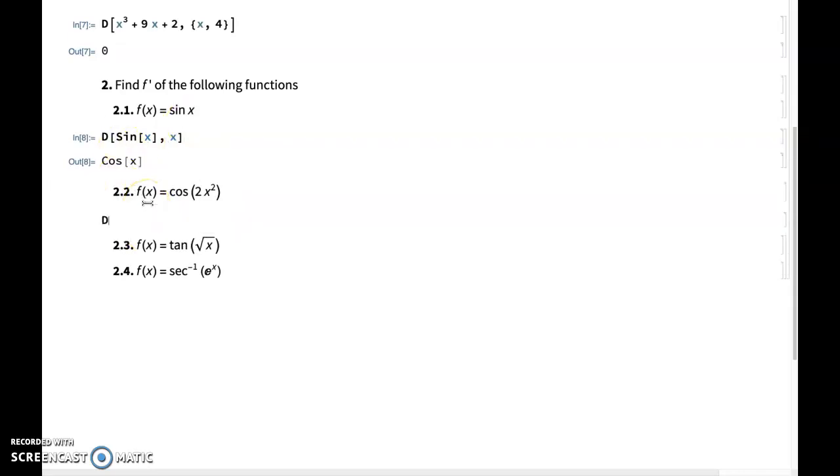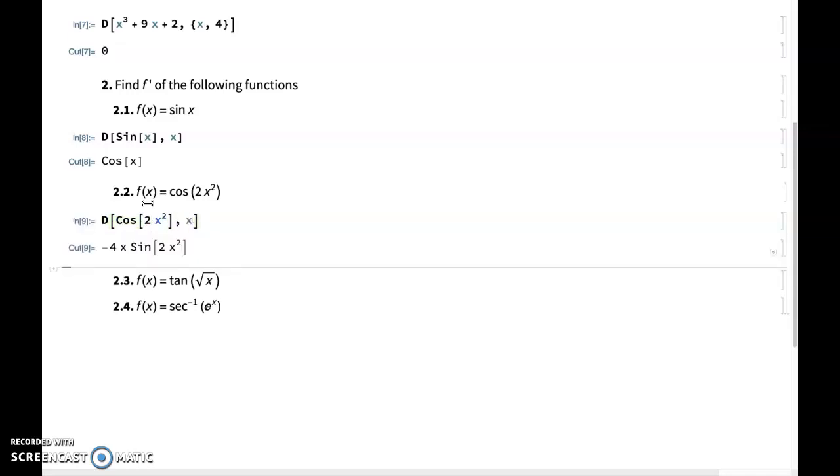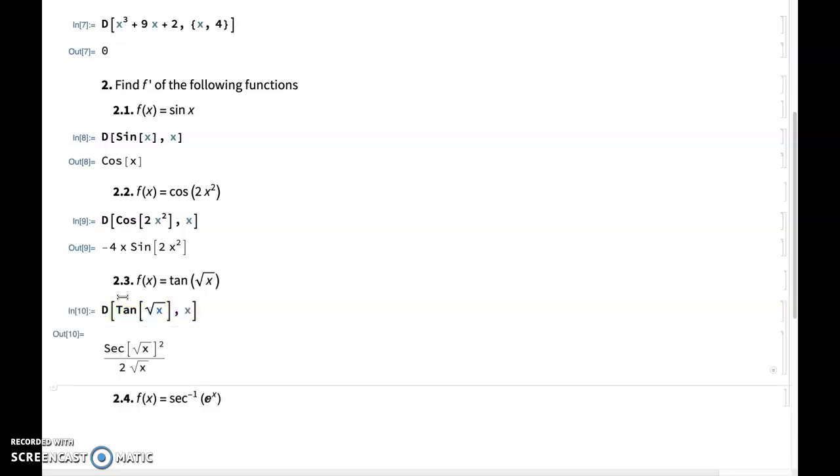Let's try this here. So derivative of the cosine of 2x squared with respect to x, yielding negative 4x sine 2x squared, which is the result that we're expecting. Let's try it this time for the tan of the square root of x. So tan square root x, right? This is what we get.